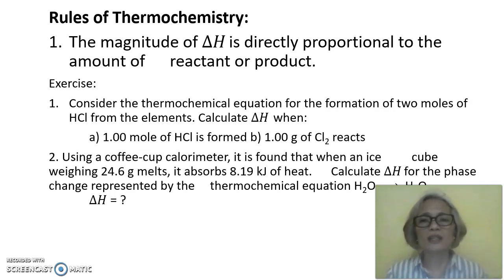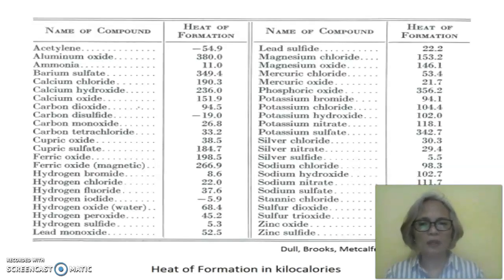We have three rules of thermochemistry. The first rule is that the magnitude of delta H is directly proportional to the amount of the reactant or product. Meaning, the greater the reactant, the greater the delta H. We have tables for the heat of formation of substances, so we get values from these tables.